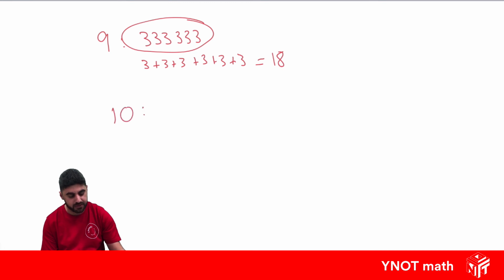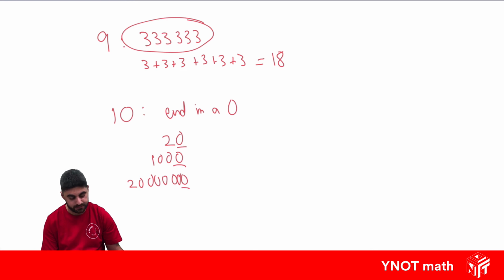What about 10? This is the easiest one out of the lot. The number just has to end in a 0. So 20, 1,000, and 20 million are all divisible by 10 because they end in a 0.